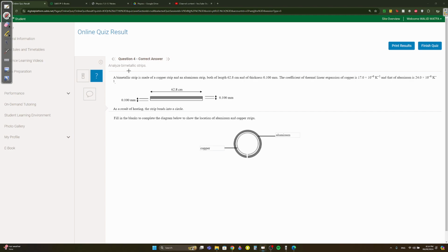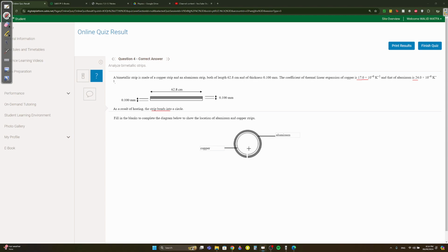Question 4. A bimetallic strip is made up of copper and aluminium, both of length 62.8 and 0.1 millimeter thick. The coefficient of thermal linear expansion of copper is 17 and that of aluminium is 24. Fill in the blanks here to know which one is aluminium, which one's copper. So they heated it and the strip bends into a circle. They heated it so much that it became a circle.